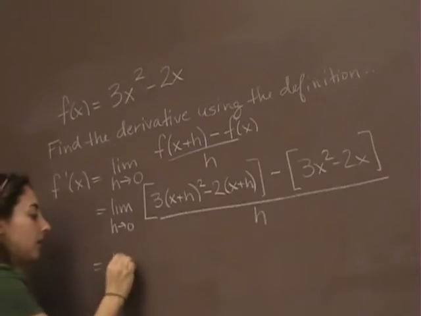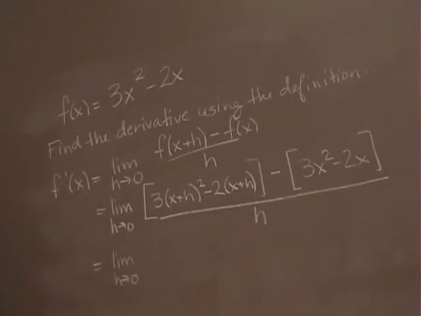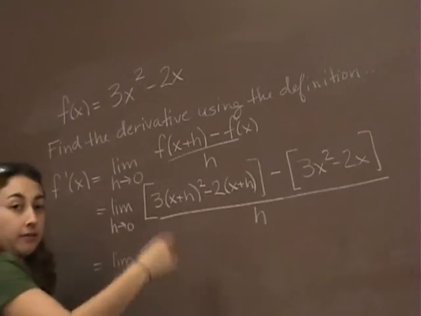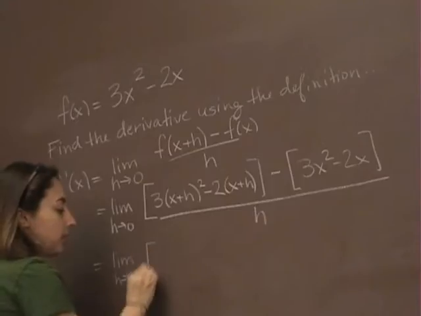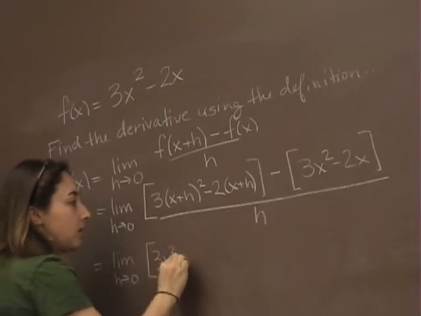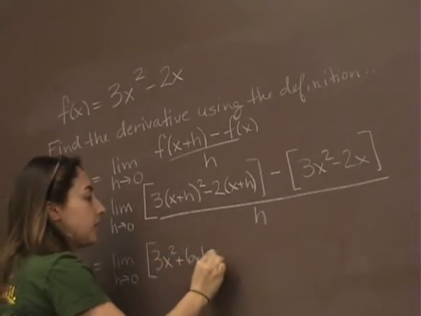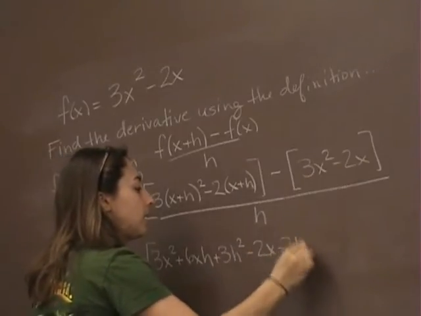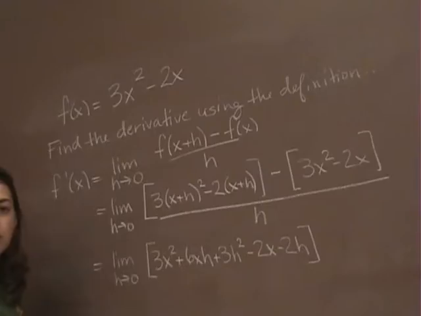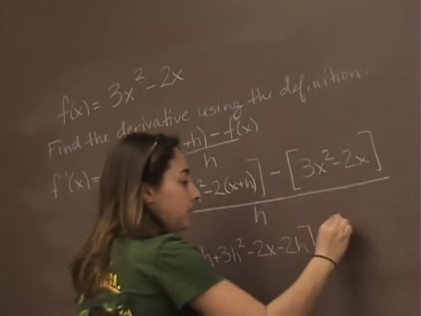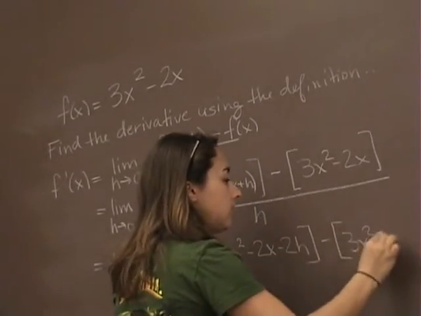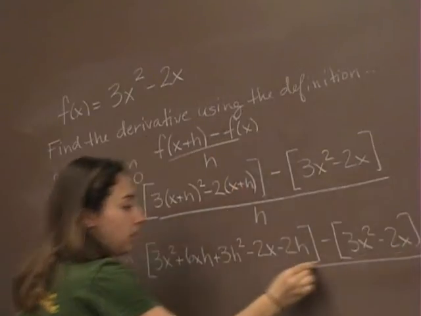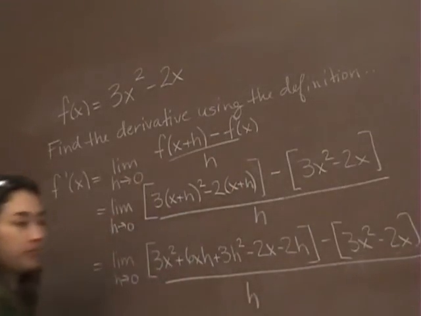Now it's all about simplifying. That was the hardest part of it. To simplify, I have to multiply everything out. So I end up getting 3x squared plus 6xh plus 3h squared minus 2x minus 2h. That's my first set of brackets. The second set doesn't change. And all of that gets divided by h.